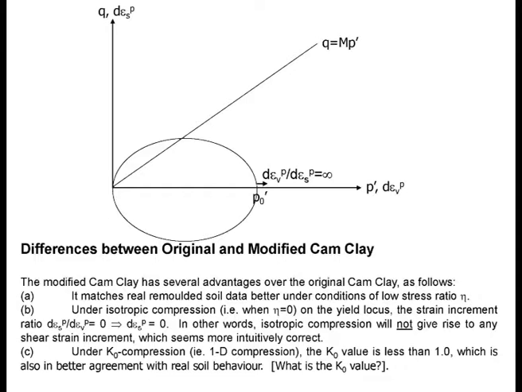And under K0 compression, that's one-dimensional compression, like in the oedometer, you can actually show that the modified Cam clay will give you a K0 less than 1, but slightly higher than Jaky, maybe about 0.1. What I found was that if you go through the mathematics, and I have a set of mathematics somewhere, you can actually show that it is in general about 0.15 to 0.17 higher than Jaky. Although I can't say which is right, which is wrong.